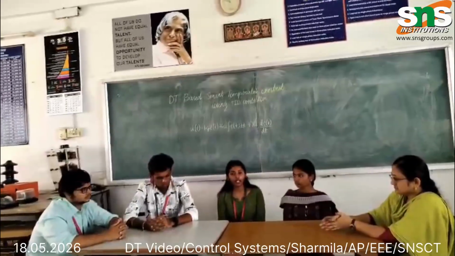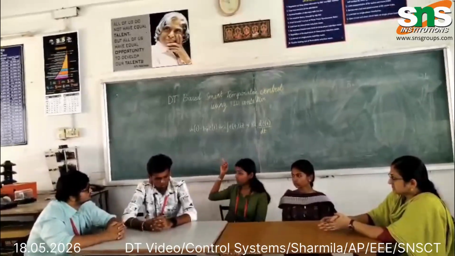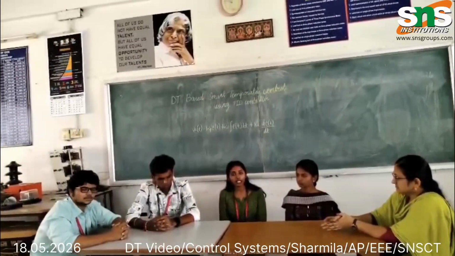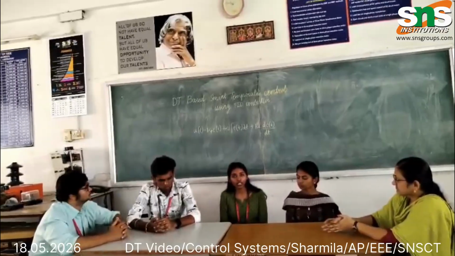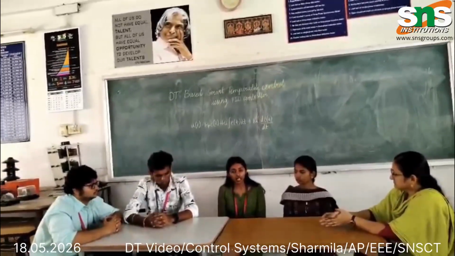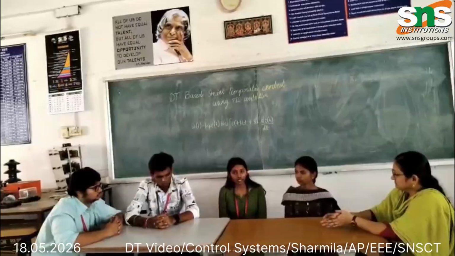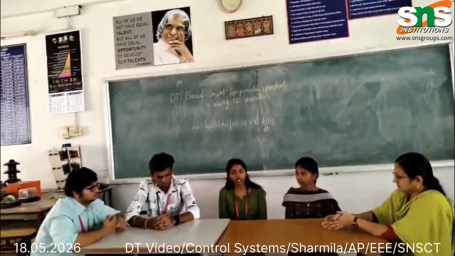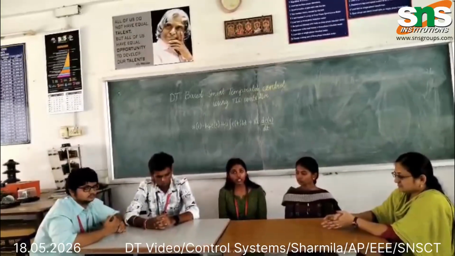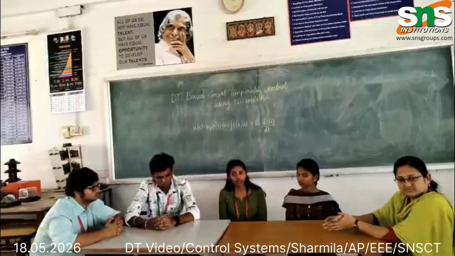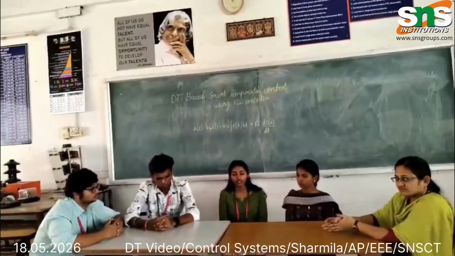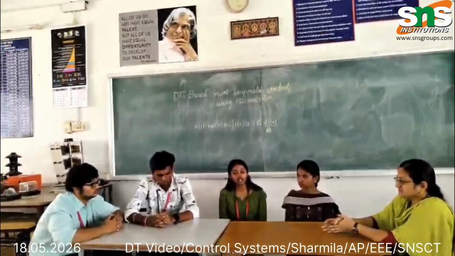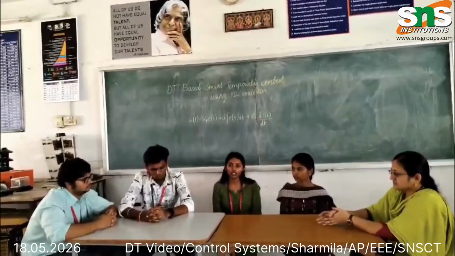The equation for the PID controller by which it works is u(t) = Kp e(t) + integral of Ki e(t) dt + Kd de(t)/dt. Here Kp stands for proportional gain or constant, Ki stands for integral gain or constant, and Kd stands for derivative gain or constant. The advantages of this system are that it reduces temperature fluctuations and overshoot, and it maintains a stable system.